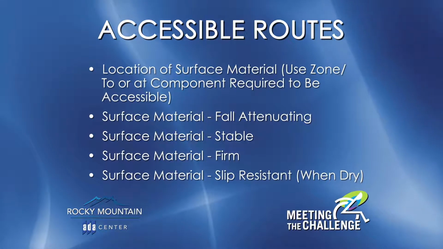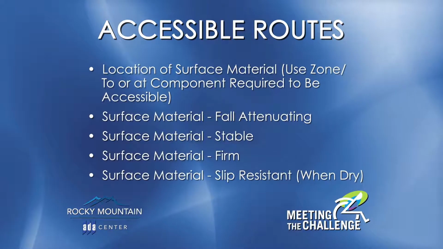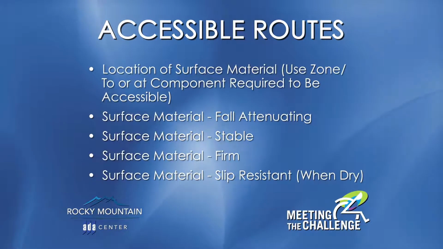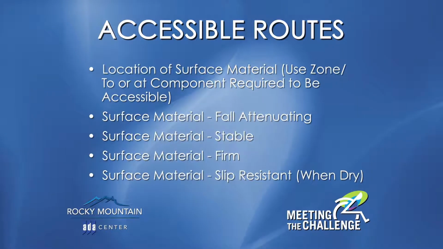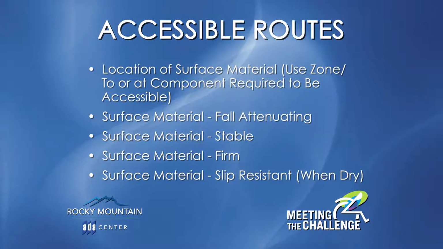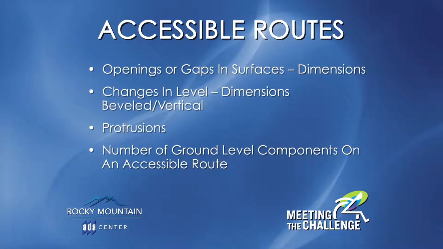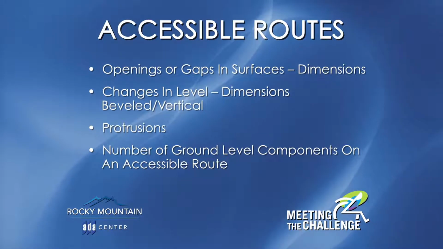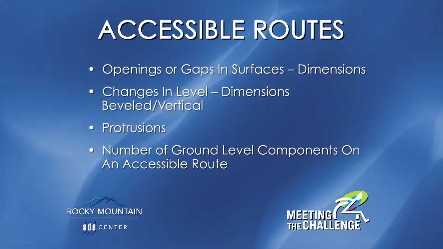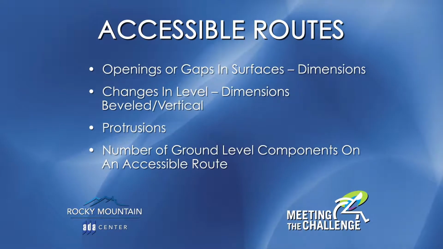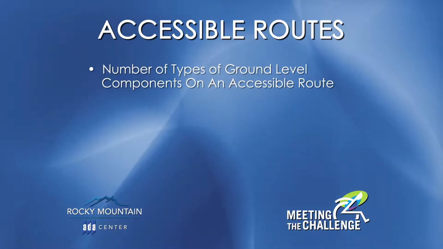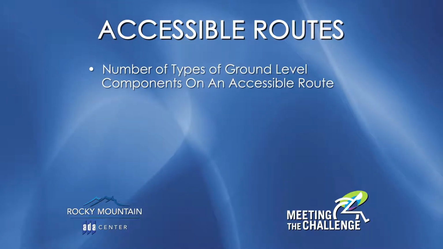fall attenuating surface material, stable surface material, firm surface material, slip resistant surface material, openings or gaps in surfaces, changes in level, protrusions, number of ground level components on an accessible route, number of types of ground level components on an accessible route.